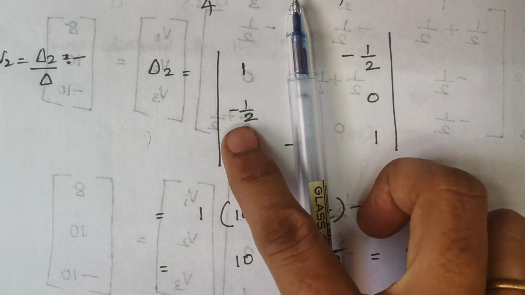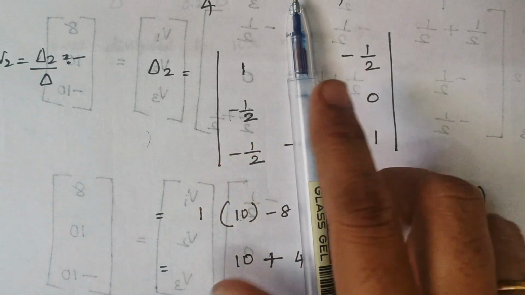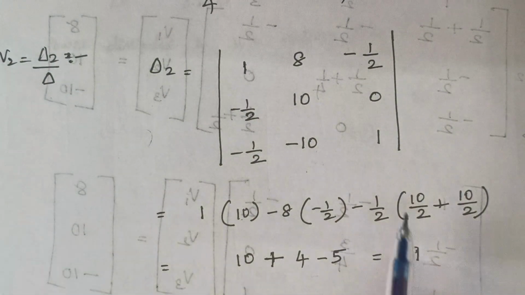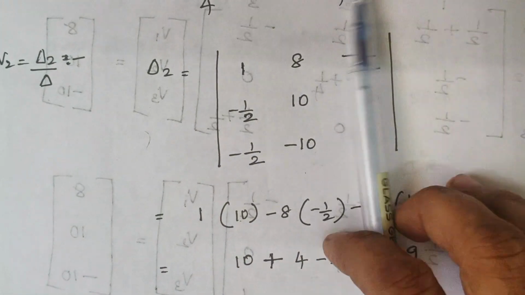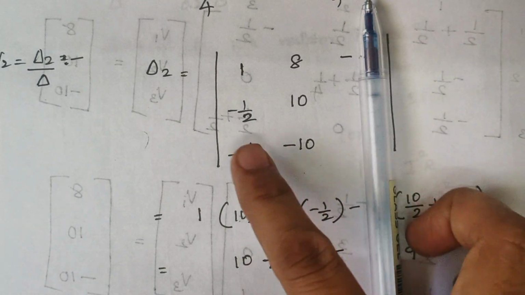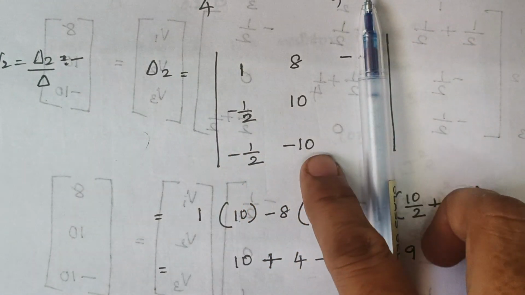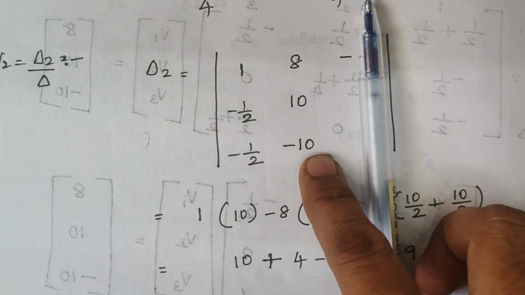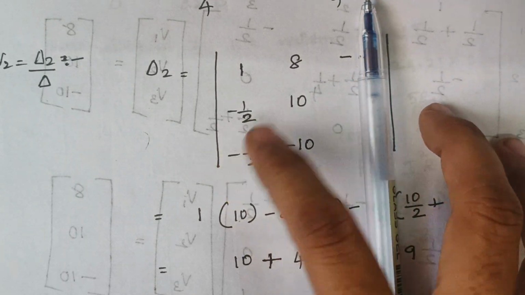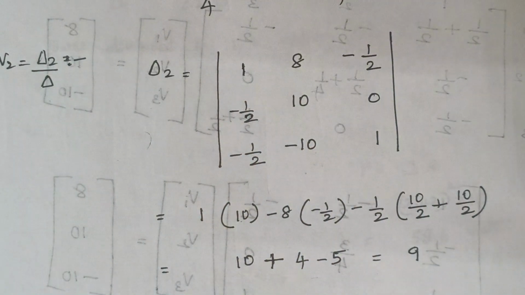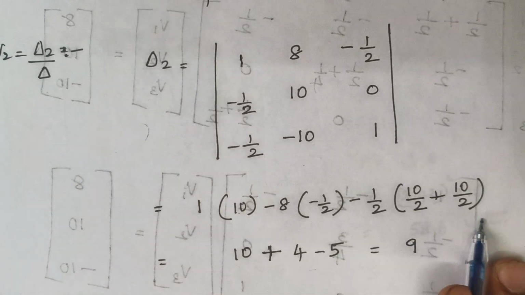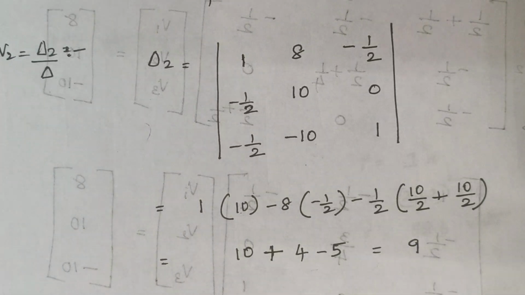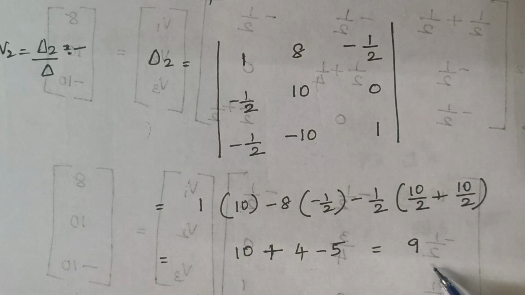So when you multiply minus 1 by 2 into 1 minus 0, therefore minus 1 by 2. And here it is minus 1 by 2, so I just leave it. So minus 1 by 2 into 10, right? Plus, because here minus into minus is plus 10 by 2. So that becomes 10 by 2 plus 10 by 2. Right. Once you solve here, we are getting the answer as 9.